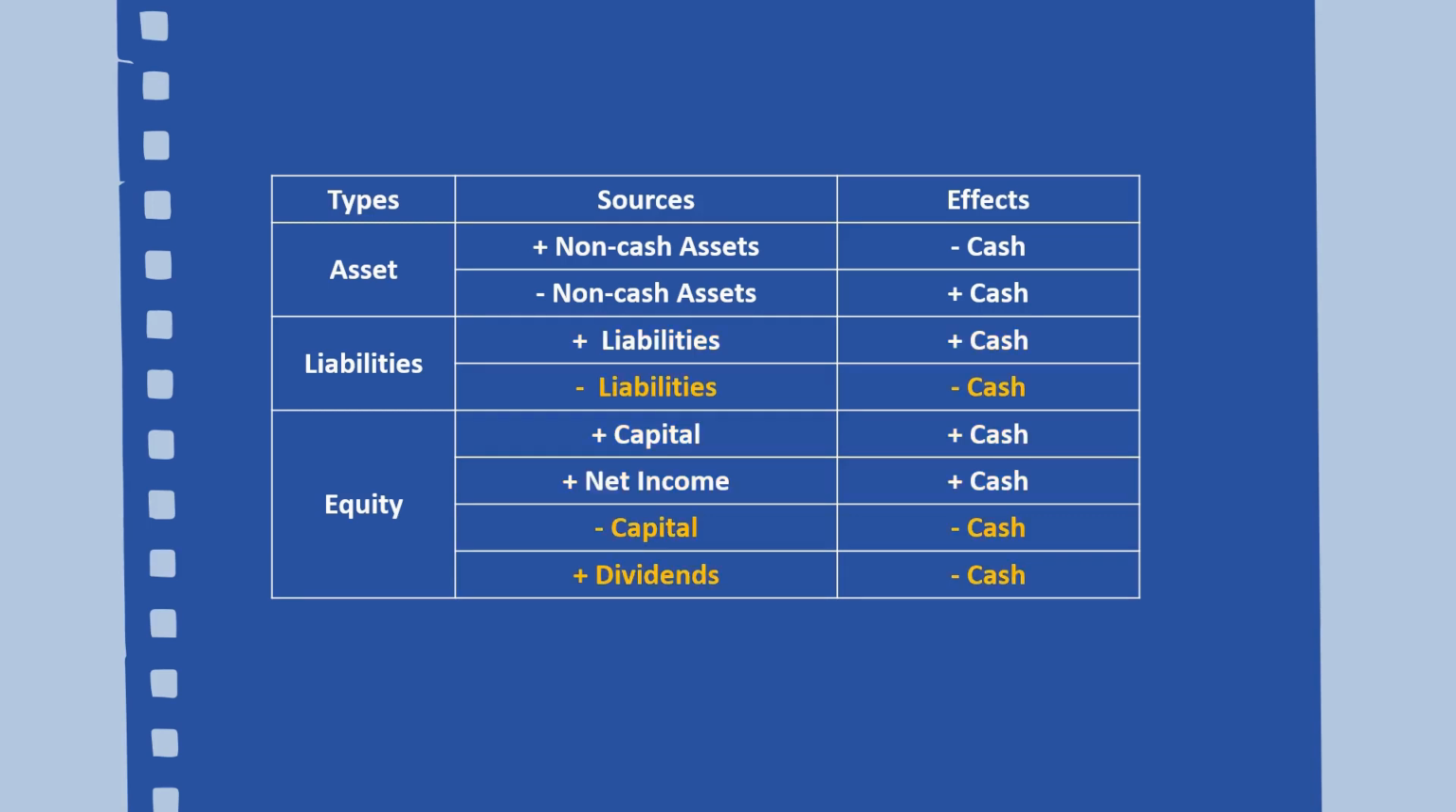In contrast, when liabilities and equity decrease, cash decreases. Fewer liabilities mean the entity is paying back debts. A decrease in equity means that owners have taken money out of the entity.